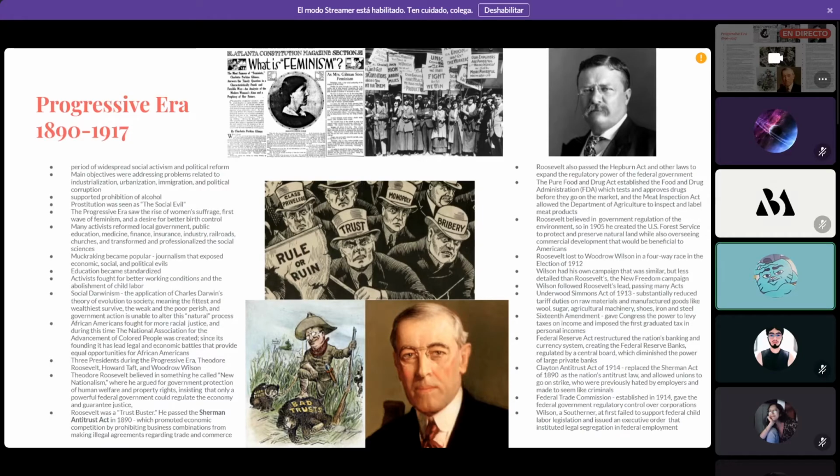After Roosevelt, there was Taft. He was a progressive president, but he didn't really do too much. And then in a four-way election, Wilson, who is the one on the bottom right here, beat Roosevelt, who was, I believe, going for a third term. And Wilson kind of just continued what Roosevelt and Taft started.